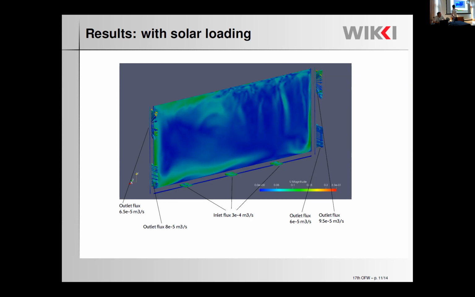Of course, the inlet flux, this is now the summed flux, is 3 times 10 to the minus 4 cubic meters per second in total. And this is, of course, balanced by the outlet fluxes.